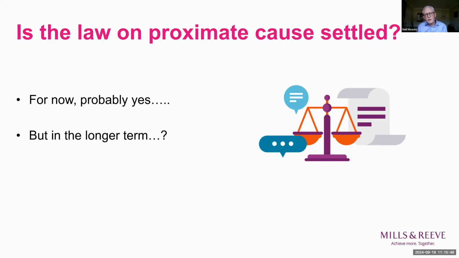So, for example, in theory, you could have a case where physical damage to a third party's property has been caused by both negligent workmanship and negligent design on the part of a contractor in roughly equal measure.